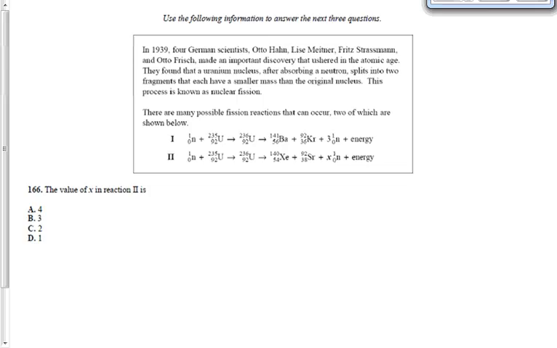But I got many possible fission reactions that can occur, 2 of which are shown below. We want to know how many neutrons are produced right here in the second reaction. So effectively, again, we're just balancing it out. 1 plus 235 is 236. We can see that, right? Because they've got the intermediate step listed there. They don't really need to list that intermediate step, but they do. 236 on the left-hand side, 92 on the left-hand side. 140 plus 92 gives me 232. 54 plus 38 gives me 92.